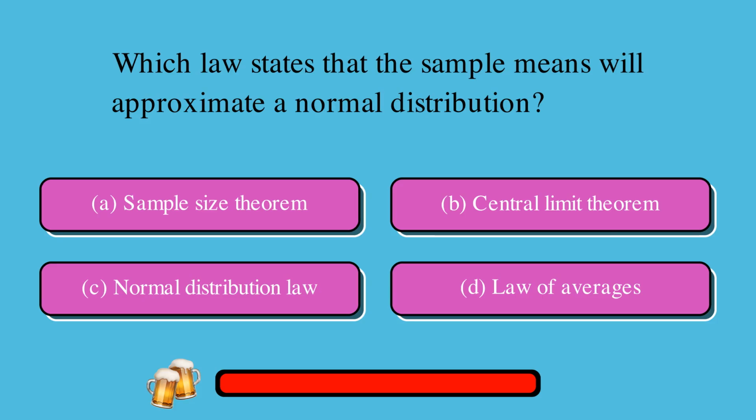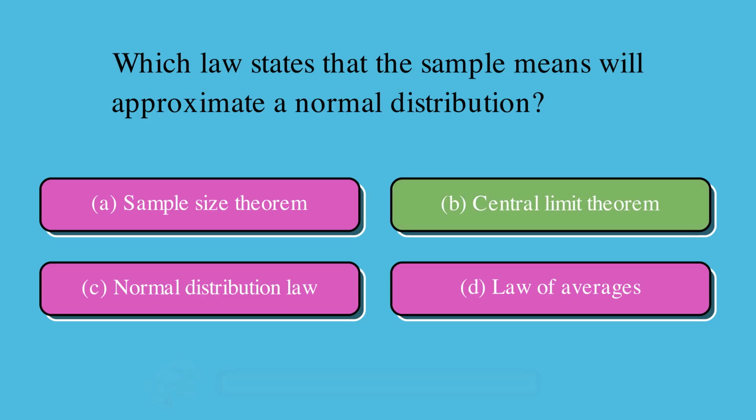Which law states that the sample means will approximate a normal distribution? A, sample size theorem, or B, Central Limit Theorem, or C, normal distribution law, or D, law of averages. The correct answer is B, Central Limit Theorem.